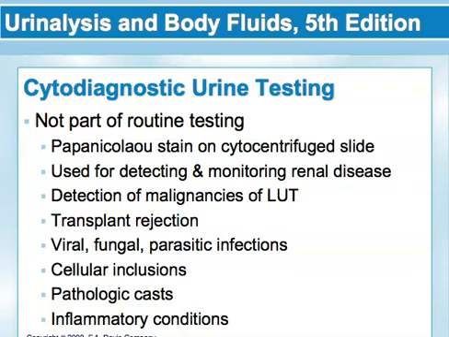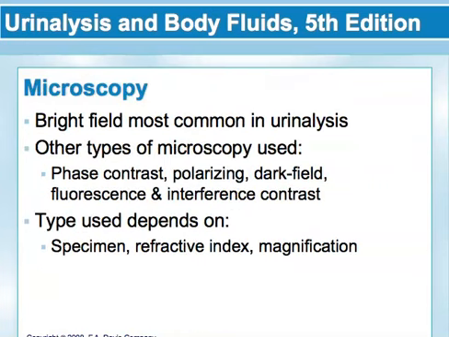It would be done by maybe a cytotechnologist or maybe even the pathologist. Okay, now we're going to talk about some different kinds of microscopy that can help with the urinalysis examination. Brightfield is the most common type used for urinalysis, and it's really the most common type used in the clinical lab. Other types that can be useful for urine sediment examination include phase contrast, polarizing, dark field, fluorescence, and interference contrast. The type of microscope used depends on the type of specimen you're examining, the refractive index of the specimen, and the ability to magnify unstained living cells.